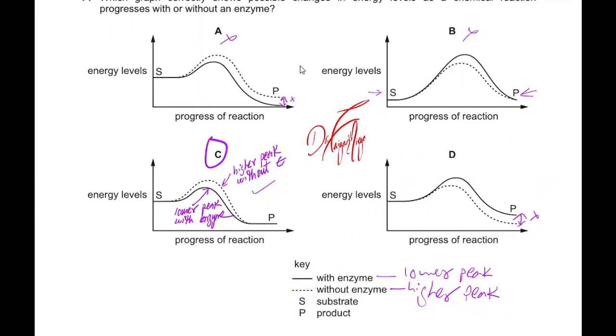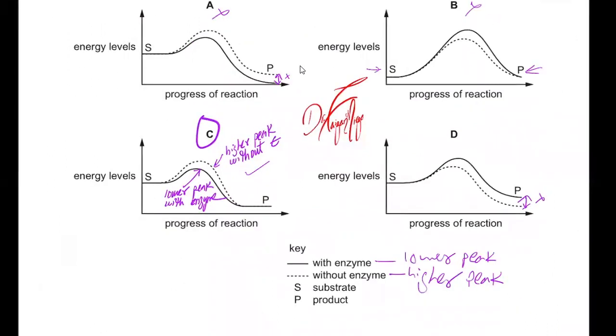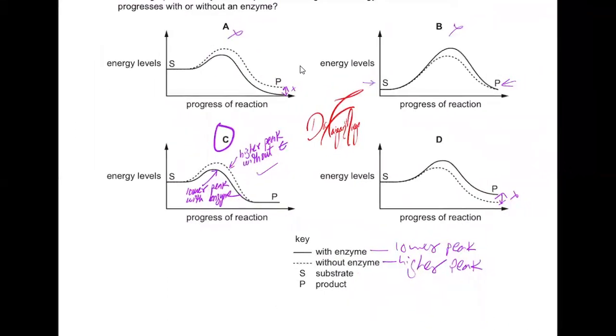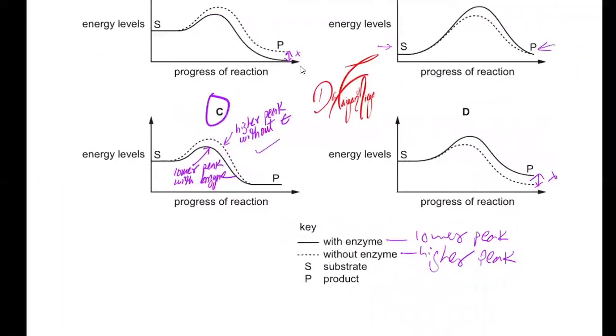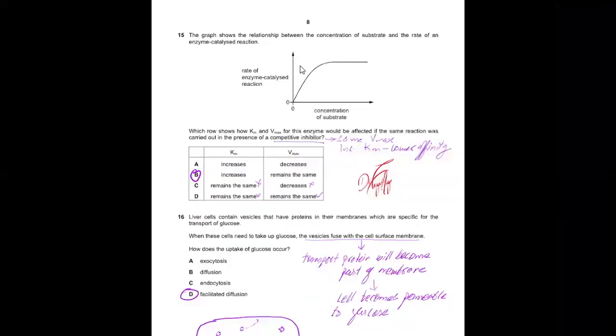So going from here, you can just eliminate A and D. A and D are wrong because the energy level of the products cannot differ. It is not possible that the products have different energy levels with and without enzyme. So A and D are outright wrong. What's wrong with B? In B, you can see they are saying that this continuous line, which is with enzyme, has a higher peak. That's not possible because we know enzymes lower the activation energy. So yes, C is correct: a lower peak with enzyme, a higher peak without enzyme, and the graph goes to the same point for both with and without enzyme.